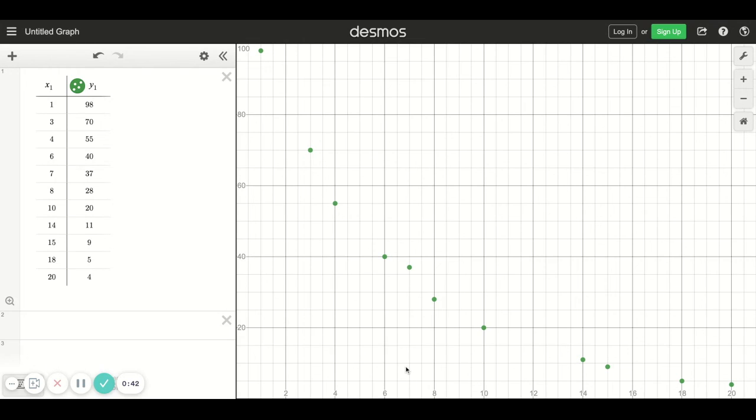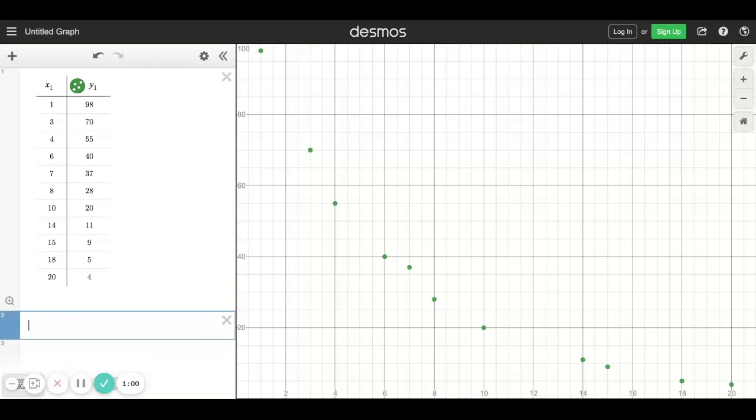Okay, so here we are. I got the table in. You got your graph, and you can kind of see here, this is not going to be linear. It's got a nice curve to it as it's decreasing. So we can already decide that this is definitely going to have a negative correlation coefficient or negative correlation.